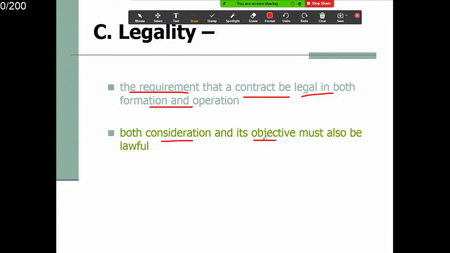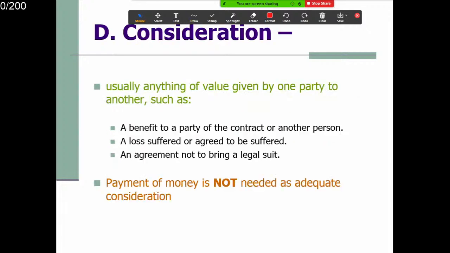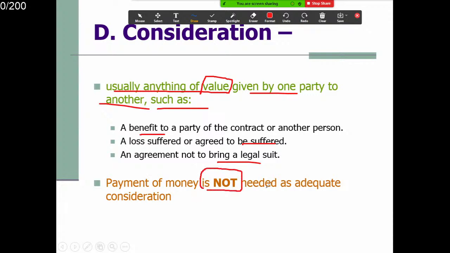OK，你操作的东西里面，条件所有的需要是合法的。Consideration，这是你的怎么去付这个钱呢，怎么去交换。Usually anything of value，有价值的东西就 OK 了，given by one party to another such as benefit, right, 有优惠。A loss suffered or agreed to be suffered, right, 一方承担一样东西。An agreement not to bring a lawsuit, right, 还是他我不告你也是一个条件在里面。Payment of money is not needed as an adequate consideration.